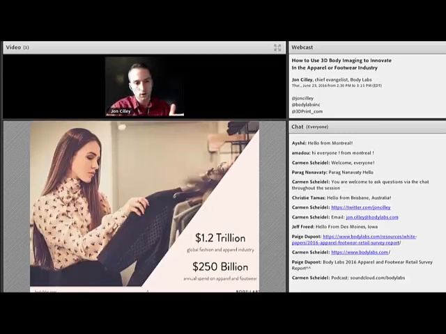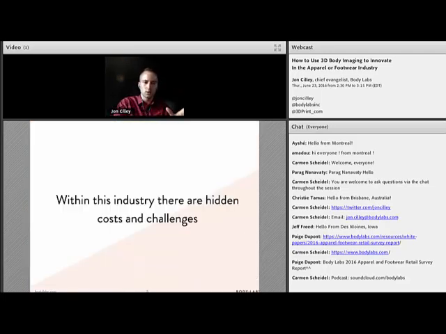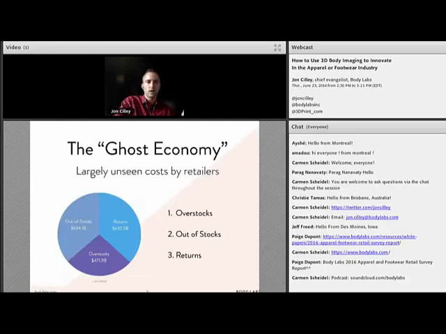Now, these numbers should be fairly obvious. The global fashion and apparel industry is a huge industry. It's a $1.2 trillion industry. And in fact, consumers themselves are spending $250 annually on apparel and footwear alone. Now, that's fairly obvious, but within this industry, there are a variety of hidden costs and challenges. One of which is referred to as the ghost economy by IHL Group, and it's largely unseen costs that are absorbed by retailers, and it's largely comprised of three different areas: overstocks, out of stocks, and returns.